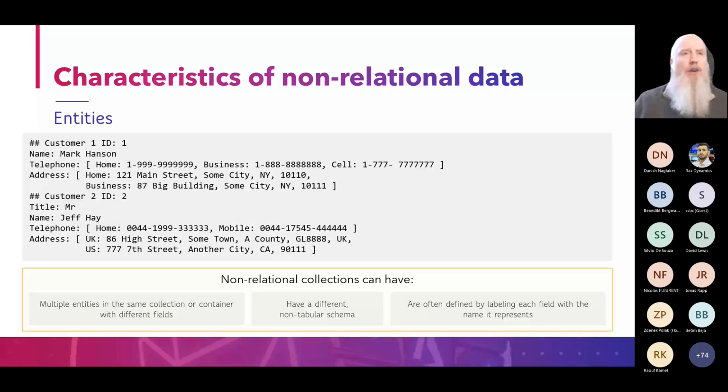We've got two customer documents. One's got a name, the other's got a title and name. The other's got telephones, which got home and mobile. The other's got home, business and cell. Then the addresses are slightly different. So those similar sorts of data, we get differences within each document. The data in a non-relational data store doesn't follow the rules of relational stores, where everything has to be the same. We don't.